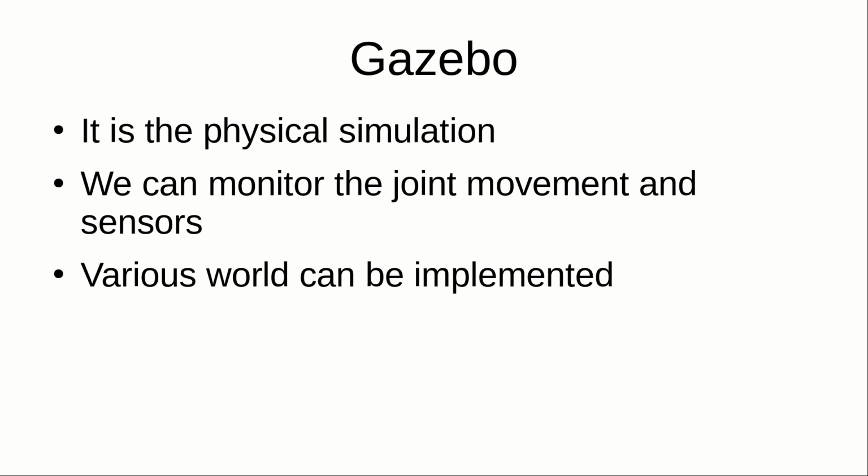Gazebo is a physical simulation. We can describe our robot, a multi-joint robot, mobile robot, even drones. There are some physical features there that are similar to the actual environment. Also, we can monitor the joint movement and sensors. We can visualize and see the influence of the world on our sensors. Also, we can implement different worlds inside our Gazebo environment.